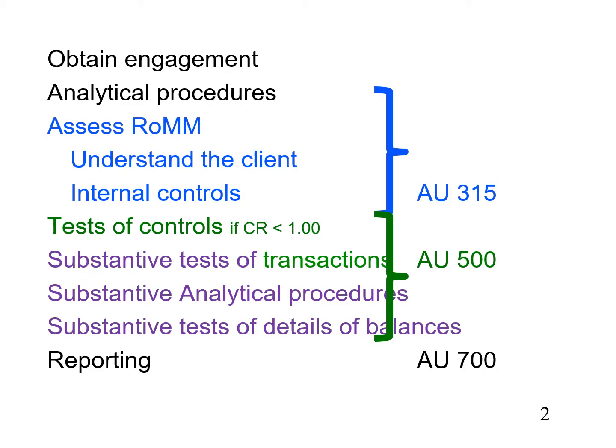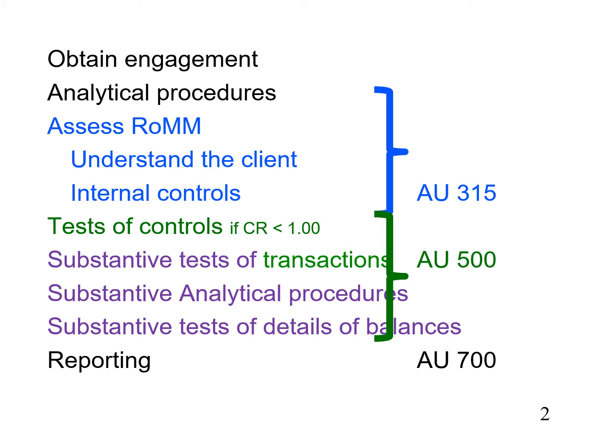This is kind of an outline of an audit. We obtain the engagement, perform analytical procedures as part of our risk assessment process. 315 says we have to assess the risk of material misstatement, understand the client, and understand their internal controls. I think you'll see 315 playing a big role today. Then we've got 4 types of tests: test of controls, substantive test of transactions, substantive analytical procedures, and substantive test of details.